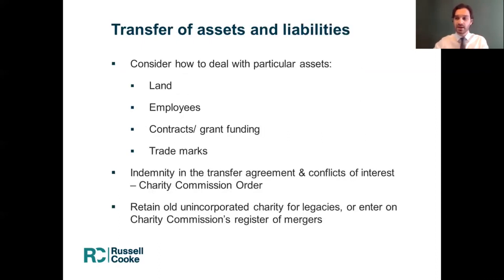In order to do that, again, you'll want to look at your due diligence that you've done, where you've identified all of your assets and liabilities to work out how to move those across. And you will need to set up a new bank account with your bank in the name of the new organisation.